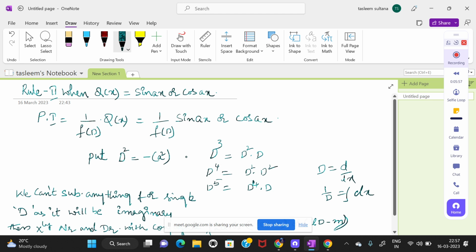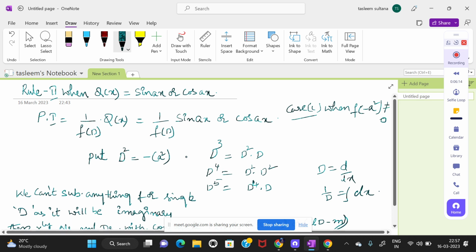1 by D stands for integration. This is case 1, when your f of D or f of minus a square should not be equal to 0. It has to be not equal to 0. Is it clear? You are going to apply this procedure.